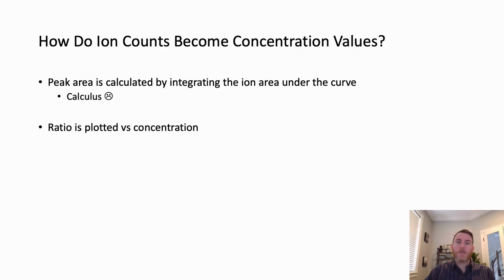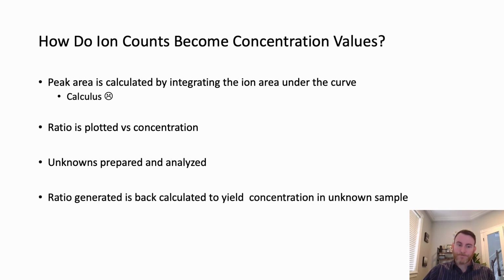So you're getting two different area counts, and you can create a ratio based on those two area counts, and that can be plotted versus concentration. And this is where, if, for example, you were adding all of these internal standards to calibrators, you would then be able to do that same process for unknowns like QC or patients and analyze them in the same way. And you can then back calculate that ratio to the concentration of an unknown sample.